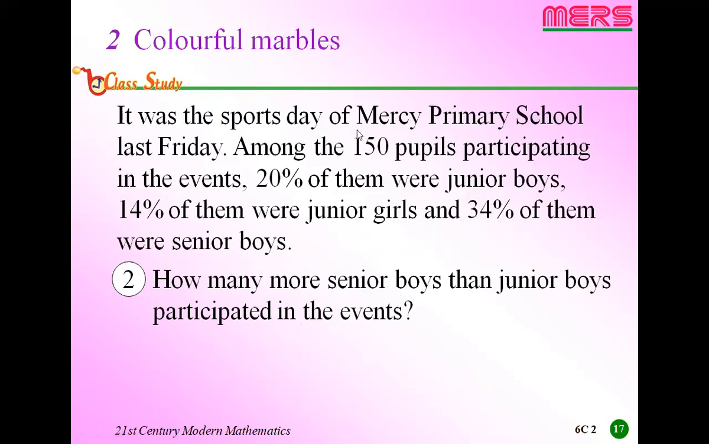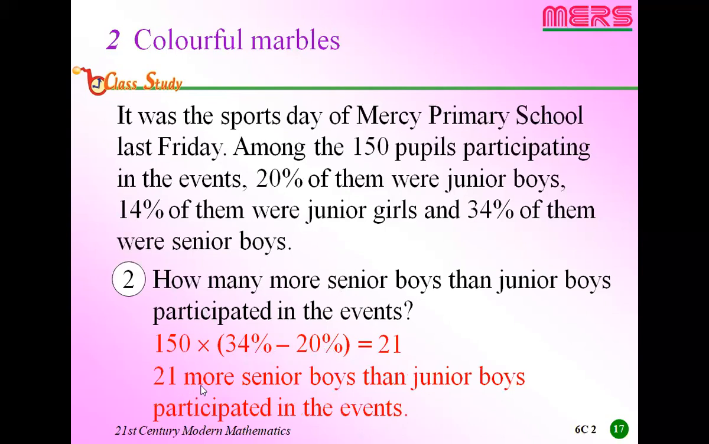And then times the total number of people. Okay, so use 150 times bracket 34% minus 20%. The difference percentage will be 14%. And then you do all the calculation. You got the answer with 21. Don't forget the statement. 21 more senior boys than junior boys participated in the events.